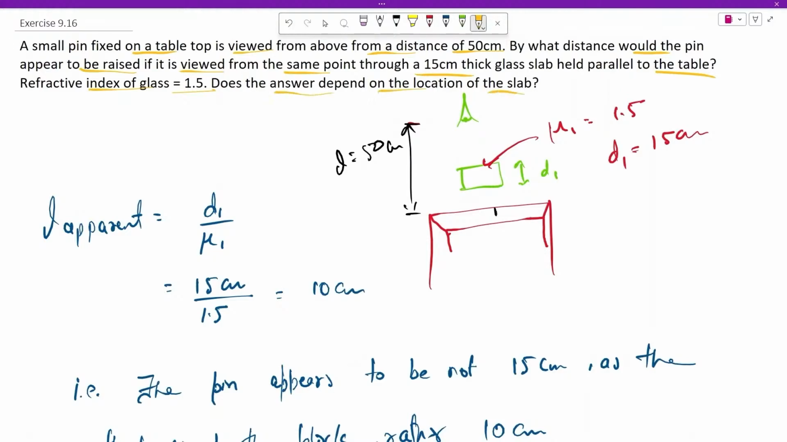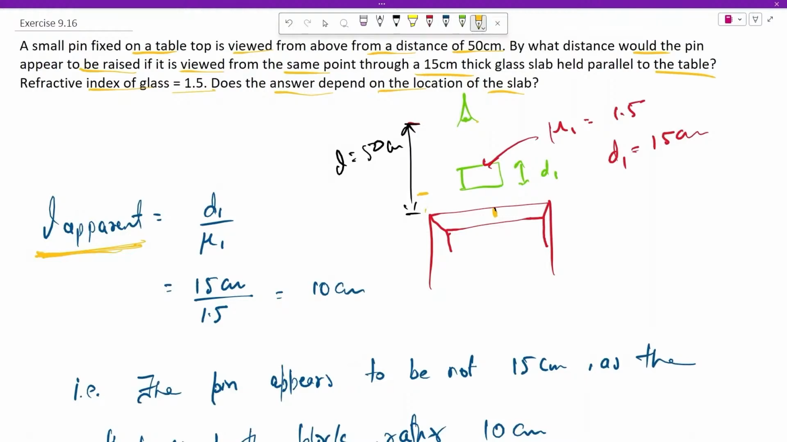So here there is a pin point on the table, and there is a slab through which an eye, or a person observer, is viewing the pin top. Now we have to find out by what distance will this top appear elevated. Since the actual distance is 50 centimeter, by what distance will it appear elevated because of this glass? So we know the formula for apparent depth, because the light is traveling from a different media, so there will be an apparent shift.